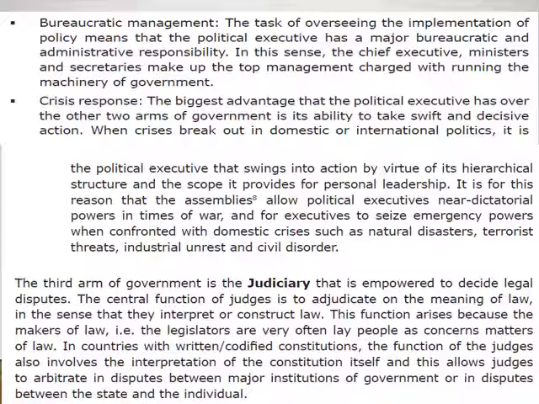This function arises because the makers of the law, for example, legislators, are very often lay people as concerns matters of law. In countries with written, codified constitutions, the function of judges also involves the interpretation of the constitution itself, and this allows judges to interpret and rule in disputes between major institutions of government or in disputes between the state and the individual.